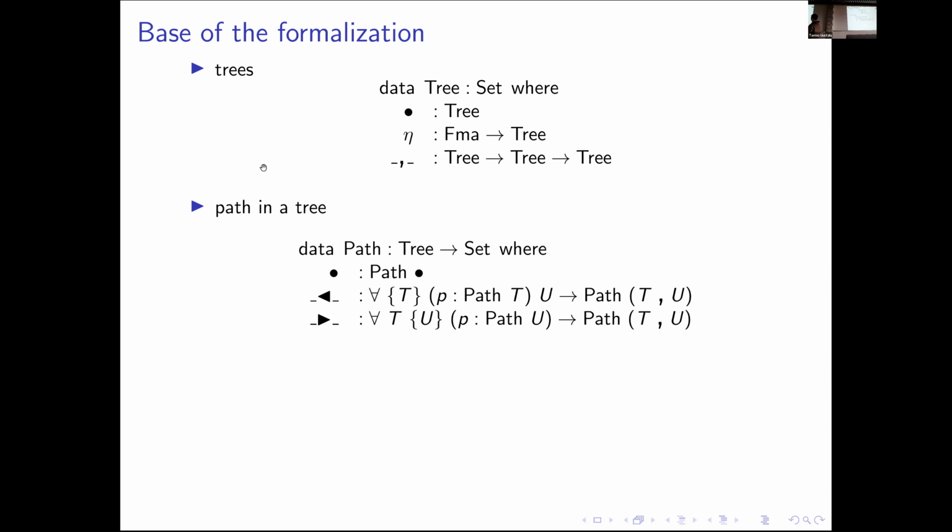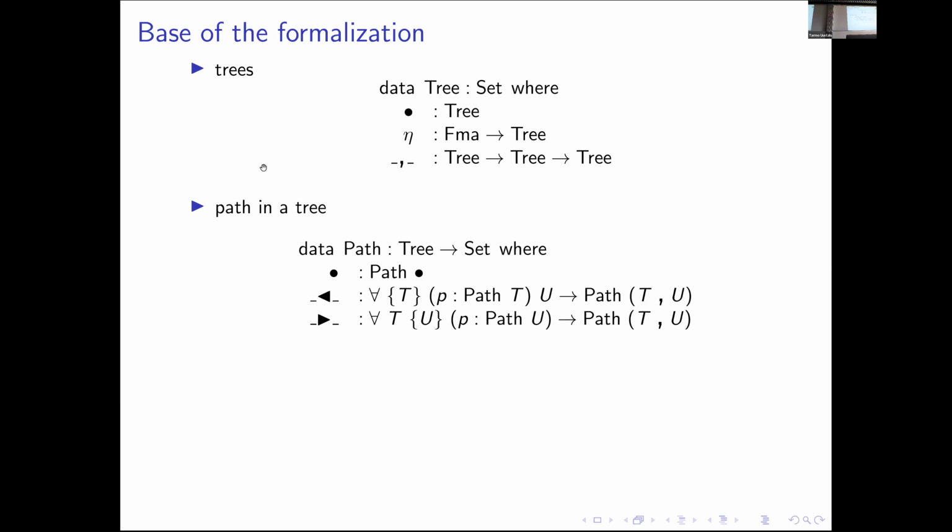Okay, and then in order to define the substitution accurately and explicitly, we define a type of path. Here we overload the bullet notation, and this means the empty path, which is the only possible path of a hole. Then the left and right triangles are just telling you where the hole is.